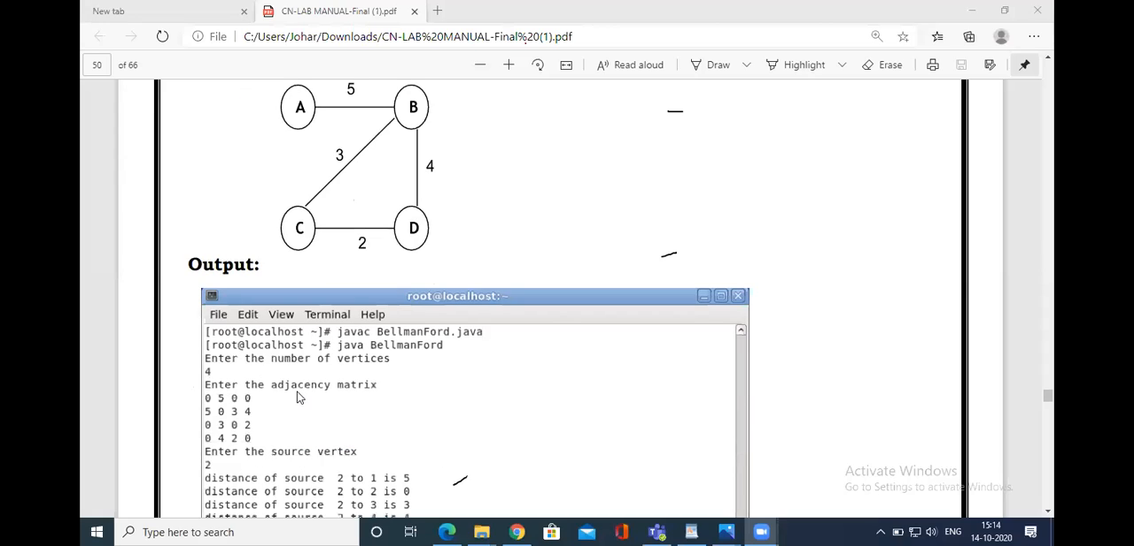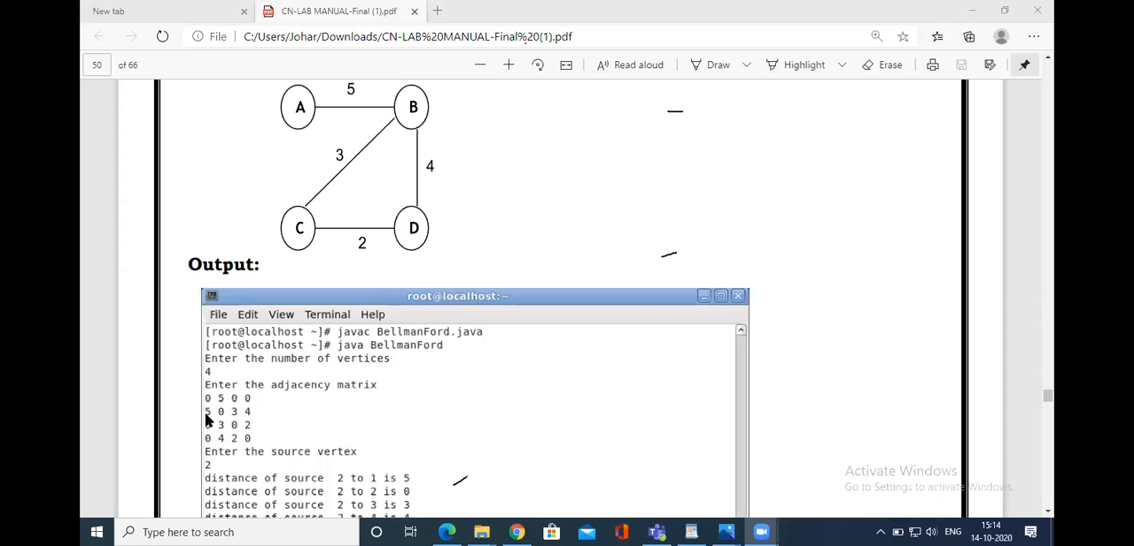So you need to write the adjacency matrix. How do you write the adjacency matrix with respect to the source node? Okay, considering A as the source node. Sorry, here in the program we have taken B as the source node. So enter the adjacency matrix, with respect to A, B, C, D. A to A it is 0, A to B is 5, A to C there is no edge, 0, A to D again 0.